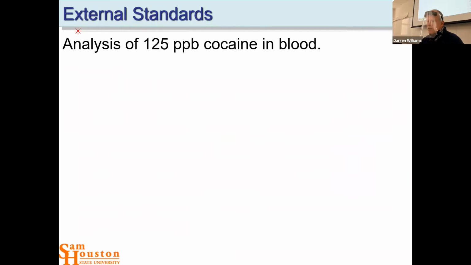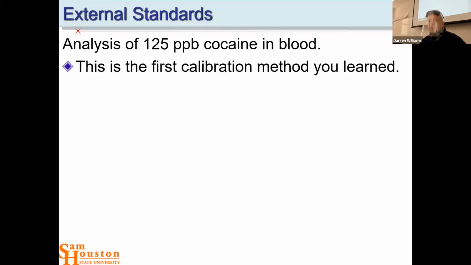So let's do the external standards. First, we have an analysis of 125 parts per billion cocaine in blood. So this is sort of a test case. We know there's 125 parts per billion put into the blood. Now we're going to detect it with our calibration curve. So that's what's going on.